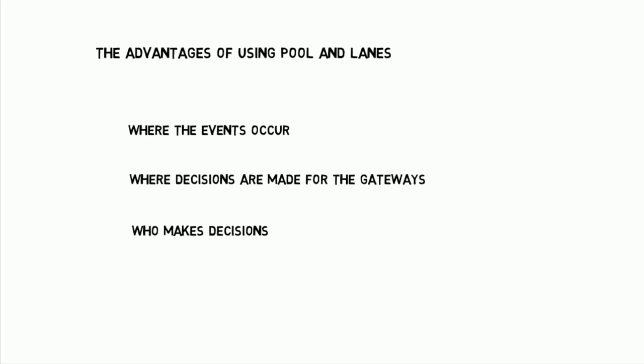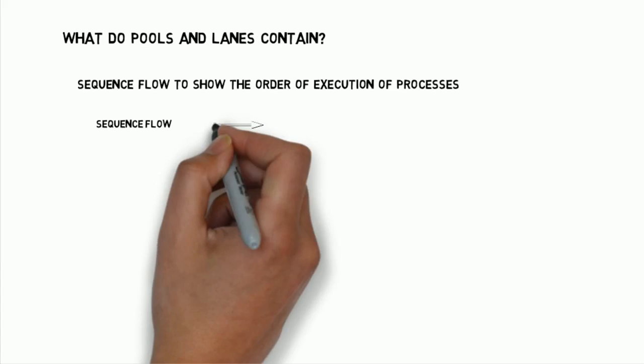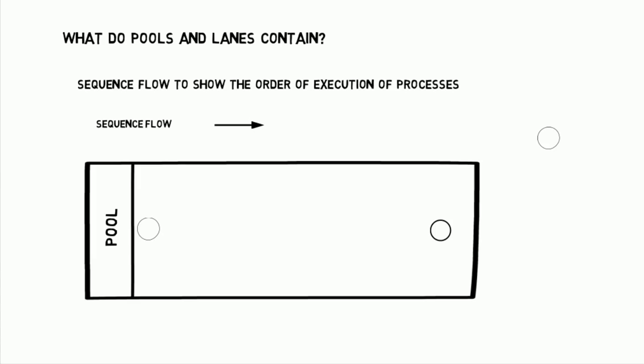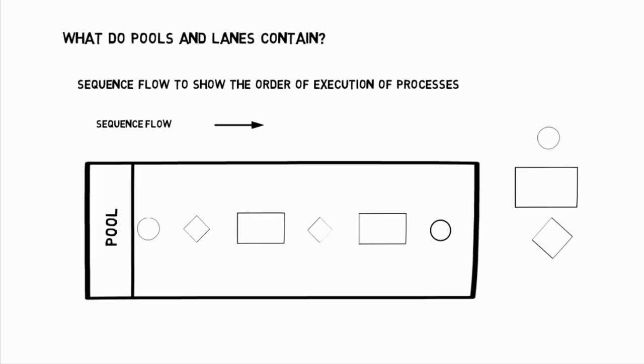So what are the advantages of using pools and lanes? By taking processes and placing them in pools or lanes, we are specifying who does what. For events, we specify where they occur, and for gateways, we specify where decisions are made, or who makes them. Pools and lanes contain the sequence flow to show the order of execution of processes in an organization or department. This sequence flow is drawn as a line with a filled-in arrowhead to connect events, processes, and gateways placed within the pools or lanes.